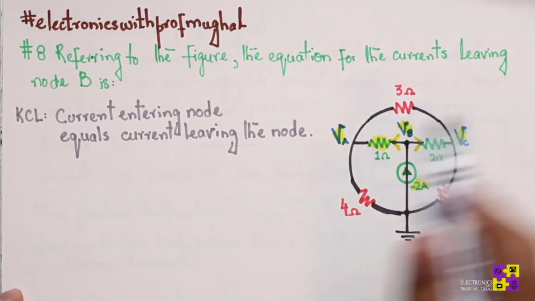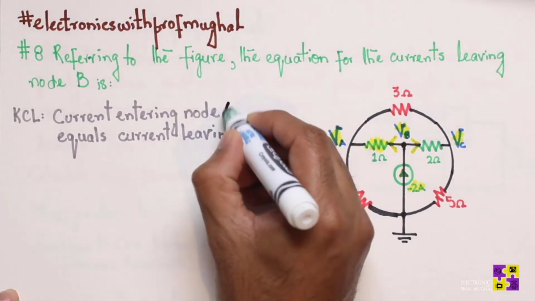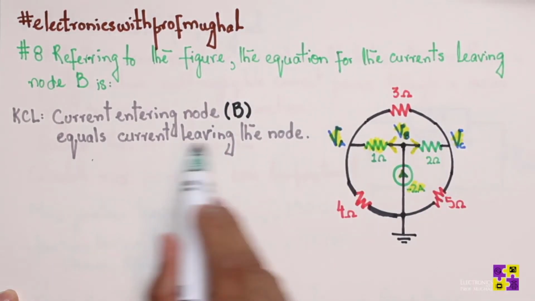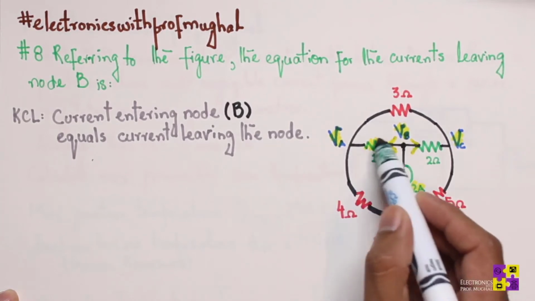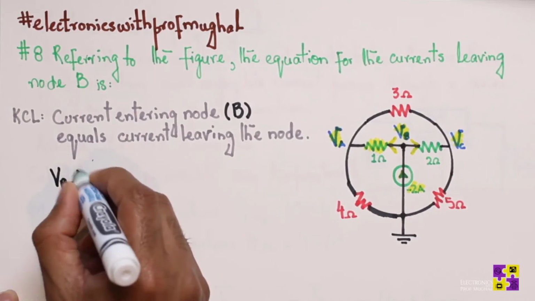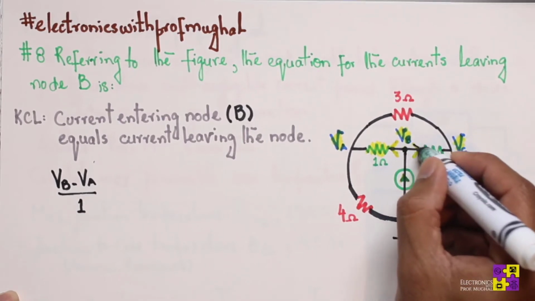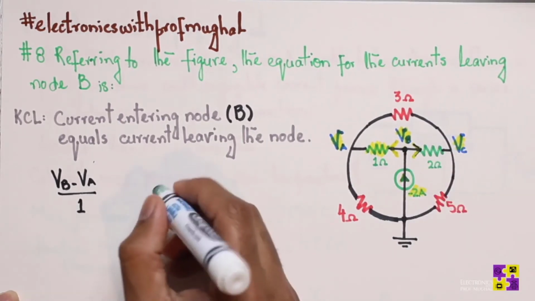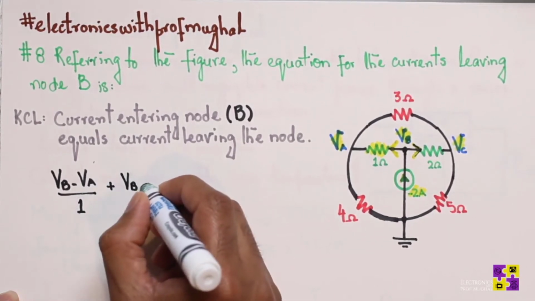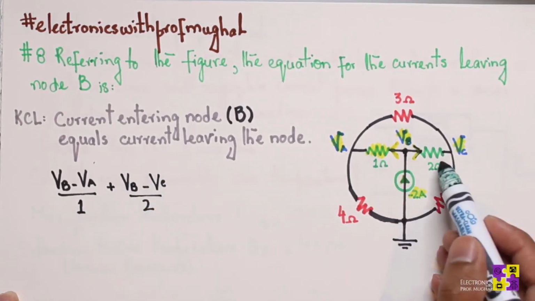right? The node VB. What does KCL state? KCL states that current entering the node, in this case we are looking at node B, which is this middle node, equals current leaving the node. So this is current leaving, which is going to be VB minus VA over 1 ohm, correct? We also have this current leaving node B. This is going to be plus VB minus VC over 2 ohms, because the resistor value is 2 ohms.